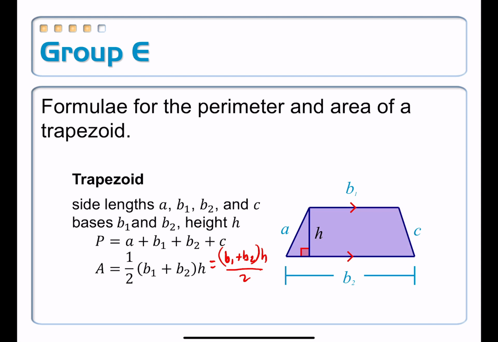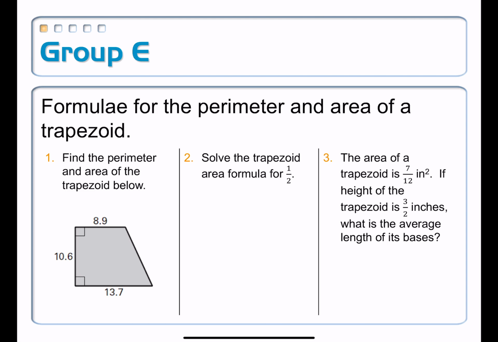This one I think is going to be a little simpler because take a look. It already has a 1/2 in it. Great. Okay, and then finally, number 3, the area of a trapezoid is 7/12 inches squared. If the height of the trapezoid is 3/2 inches, what is the average length of its bases? Oh, average length of the bases. Well, I know average is when you add two things together and then you divide it by 2. I don't know. I guess we'll see whenever we get to that problem.